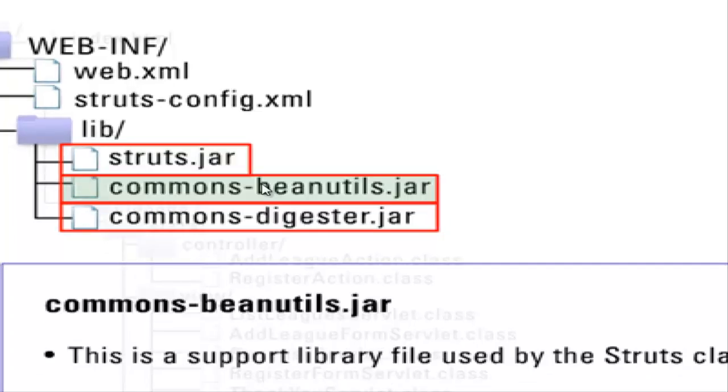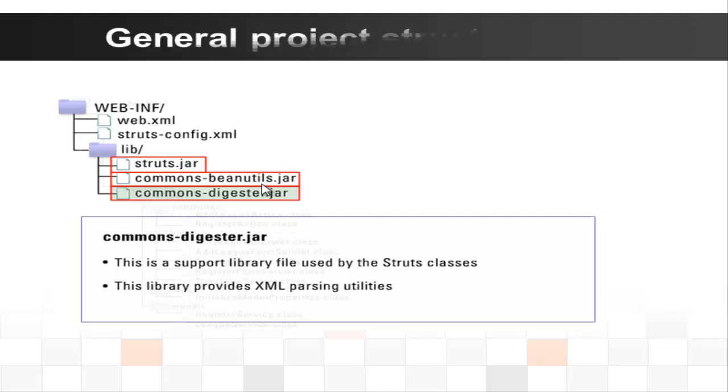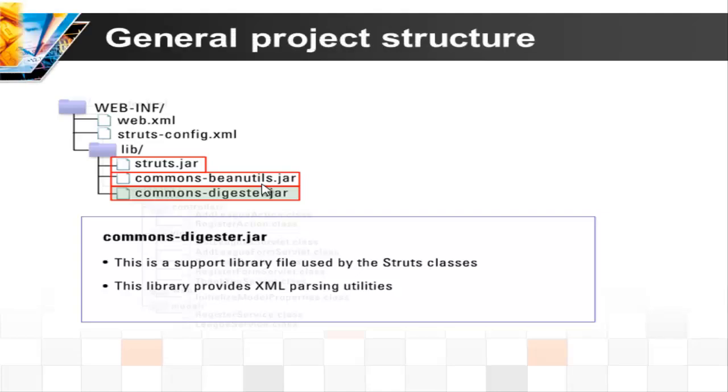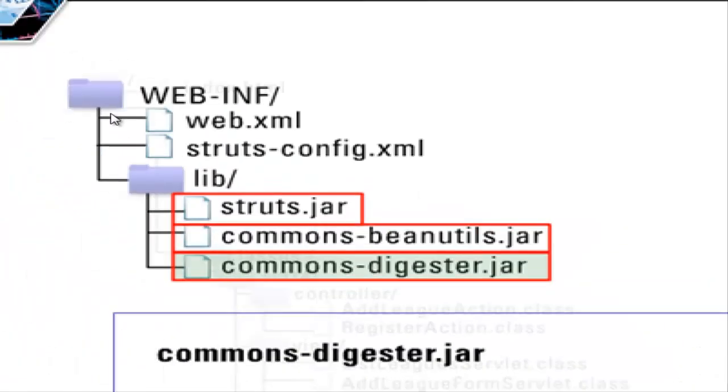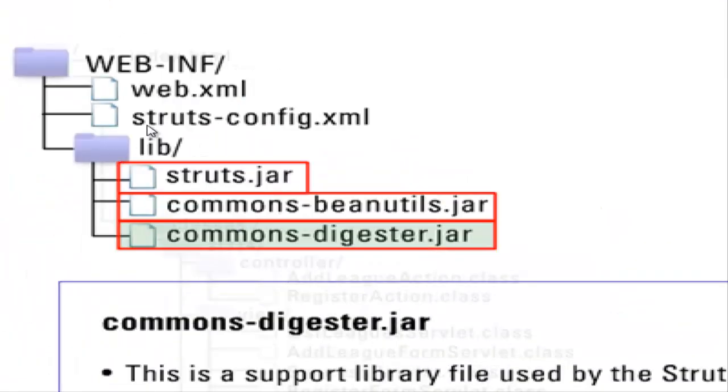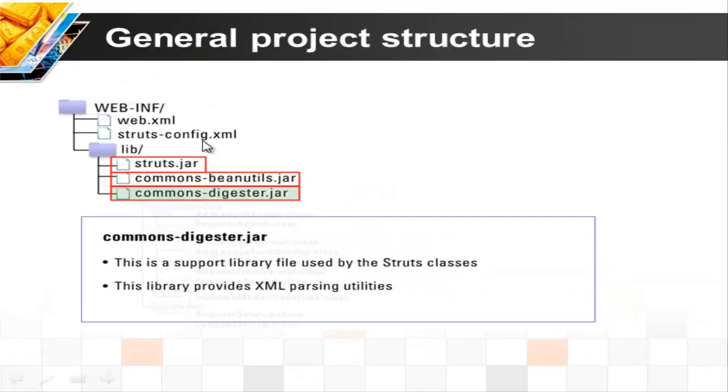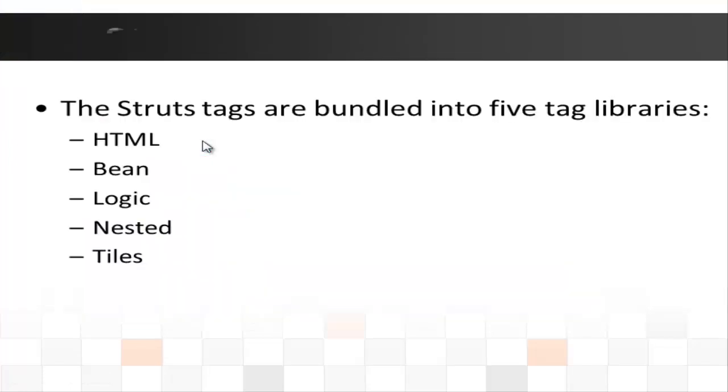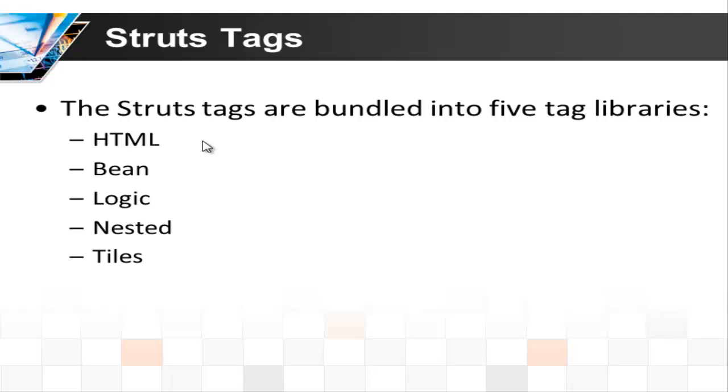The next one will help you to interact with the XML. Now you will notice here that there are XML files, either web.xml or struts-config.xml. In order to interact with them, either you or somebody has to write some Java, and the classes that are required to interact with the XML files will be available under this. Okay, so let's look at the different struts tags.